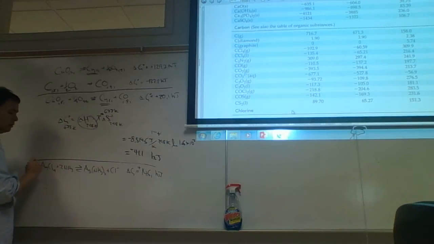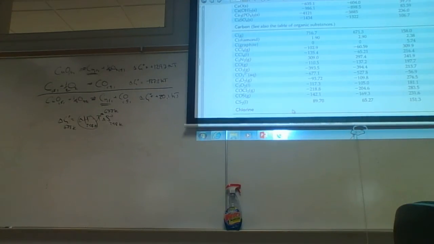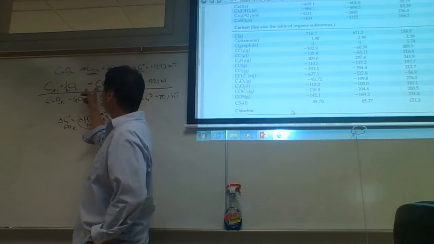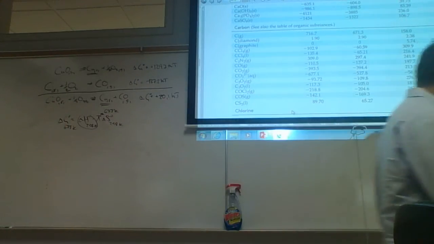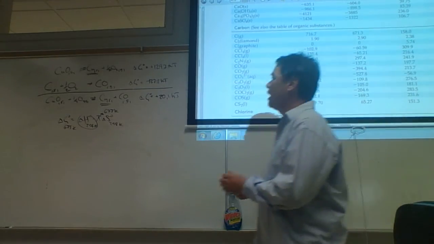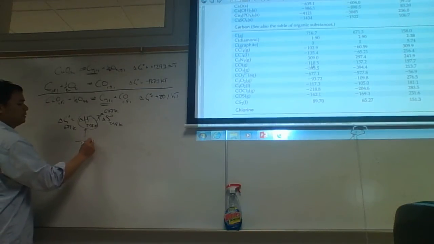So delta H naught, since this is such an easy calculation, I'm going to go ahead and do it, because this is what we call a formation reaction. This is the formation of 1 mole of substance from the elements in their standard state. And so I just read it off the table. I don't have to do any calculation. And so delta H of formation of carbon monoxide is minus 110.5 kilojoules.